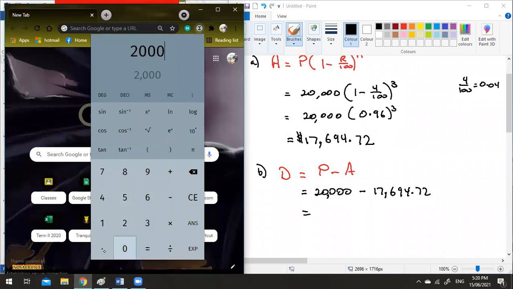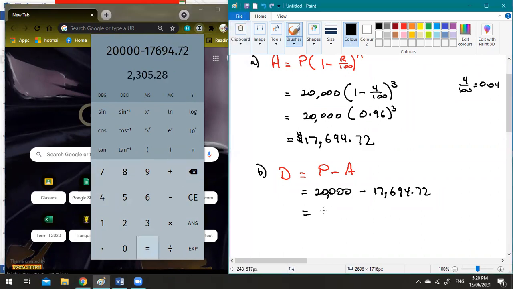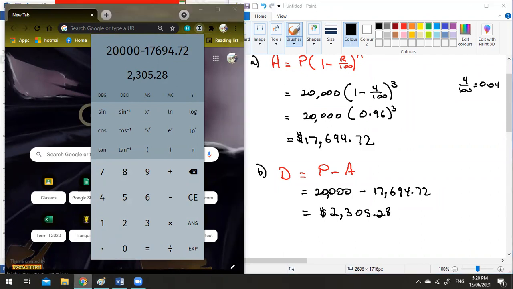So 20,000 minus 17,694.42. I made a mistake. 694.72. So the computer would have depreciated $2,305.28 over the 3 years.